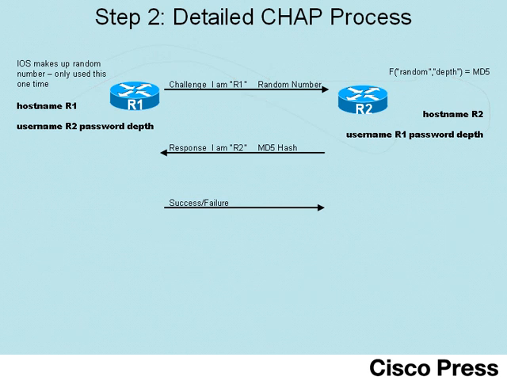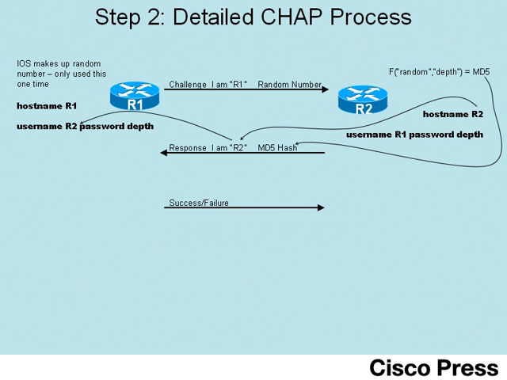Next, R2 needs to build its response message. It puts the hostname in based on R2's hostname configuration command, and the MD5 hash value based on the formula that it just calculated. Now once R1 receives this message, R1 wants to do the same math that R2 did. So R1 will take a look at the response message's hostname, which says R2, find R1's username R2 command to find the password. It'll feed that password into the MD5 mathematical formula.